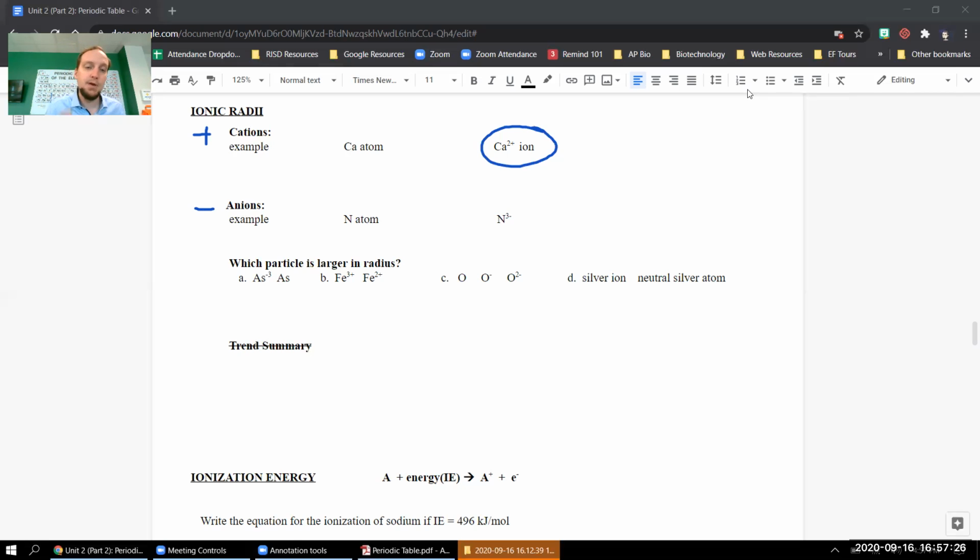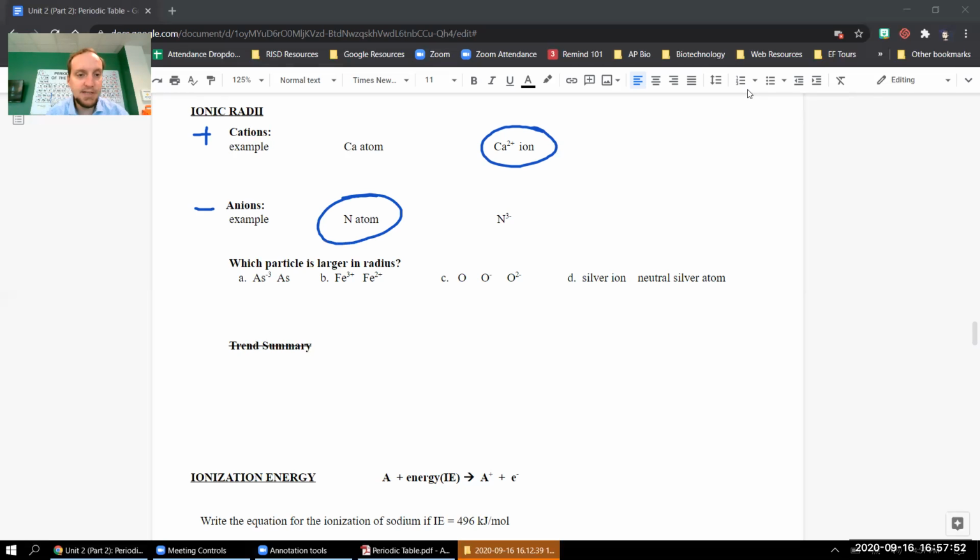which takes us to an anion. In this case, we have nitrogen at a neutral state and nitrogen with a -3 charge. -3 again means you have 3 extra electrons, 3 more electrons than the neutral form. Therefore, there is a greater attraction between the electrons out here and the nucleus in the center. So it's going to pull it in just a little more tightly. So the larger of the two is actually going to be the neutral form.